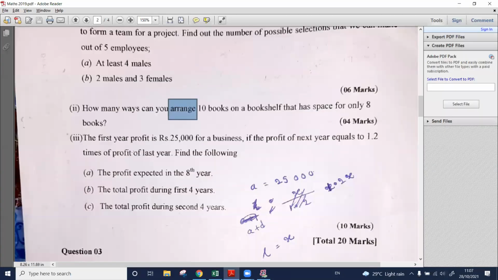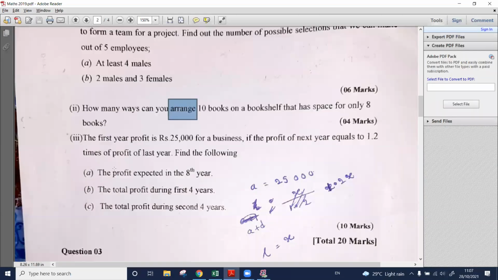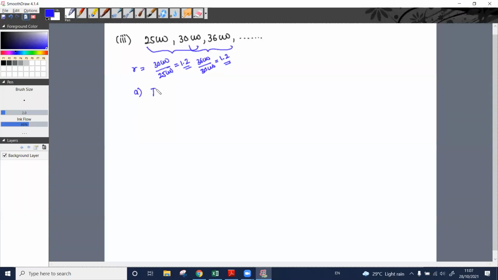Right. Now what we need to do? Part A. Yes. Right. The profit expected in the 8th year. 8th year, it means we need to find T8.